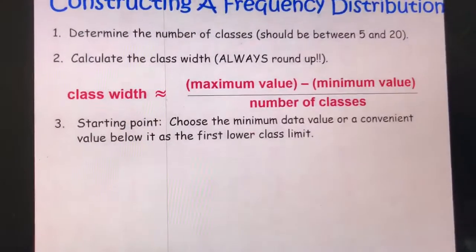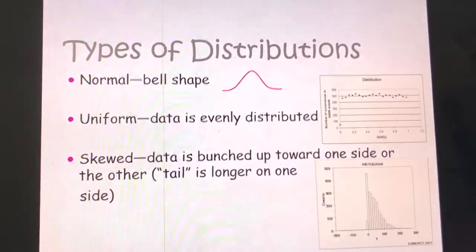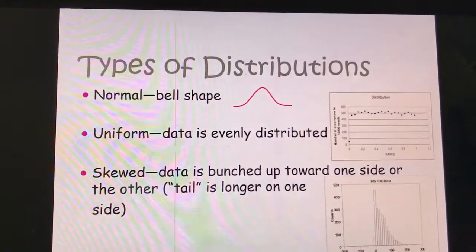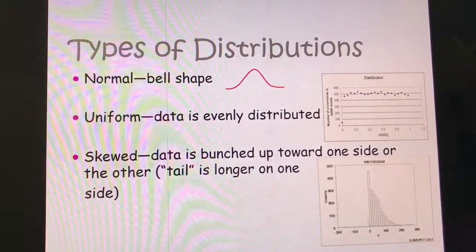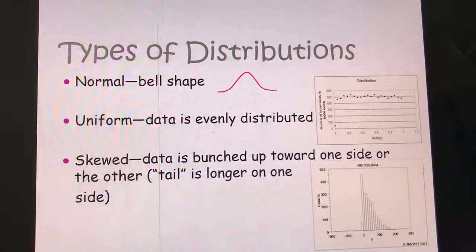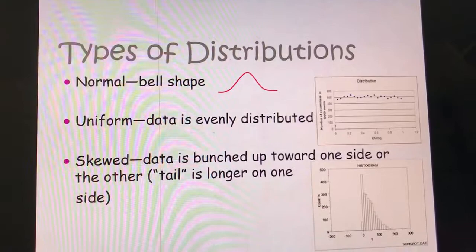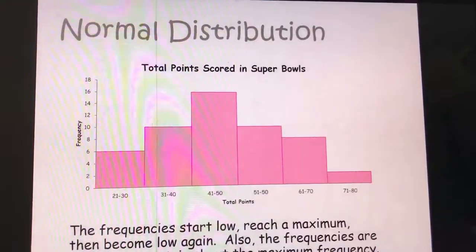And like I said in the other video, I'm actually doing one of those so you can see that. So you have different types of distributions. You have a normal distribution, which we talk a lot more about later, which is the bell shape. Uniform is data that's evenly distributed. Skewed means that data is bunched up toward one side or the other. The tail is longer on one side.